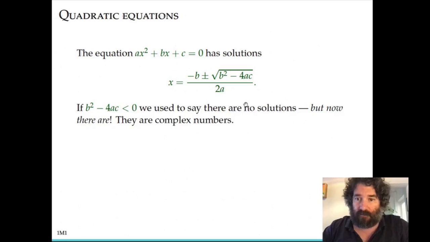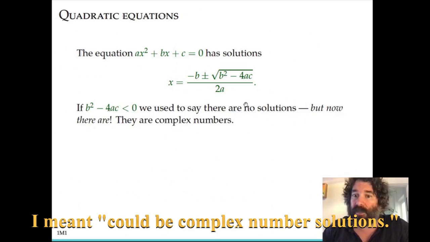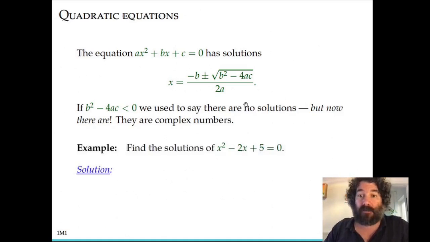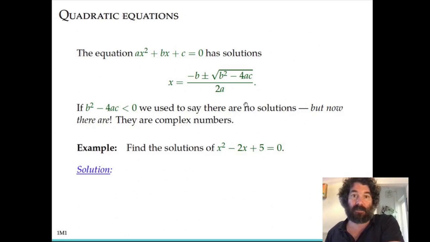But now we have a square root of a negative number. And so we have these solutions for quadratic equations even when b squared minus 4ac is negative. So let's look at an example of that.